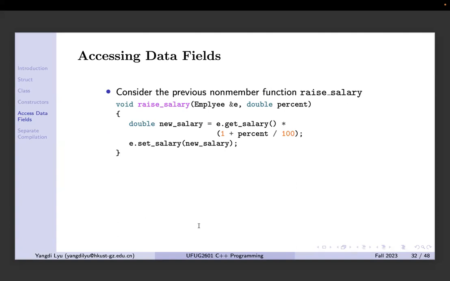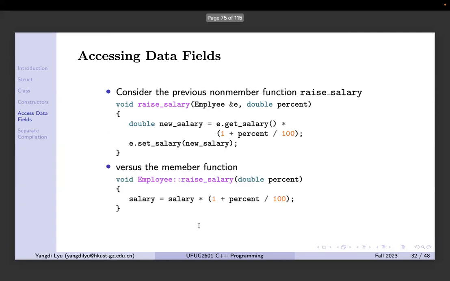And if you look at this raise salary, versus these member functions. If we define a raise salary member function, it belongs to the employee. Then we can directly access this salary because it's a member function of your employee class. This one is not. They need to use these getter, setter functions.